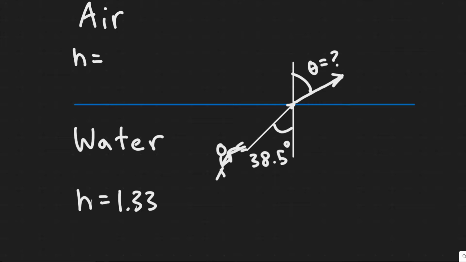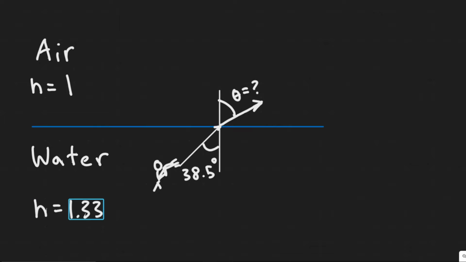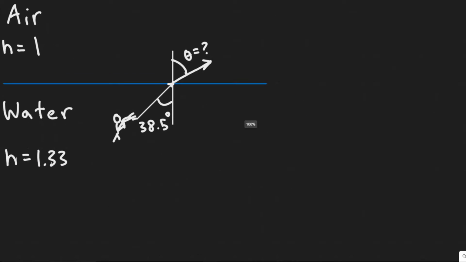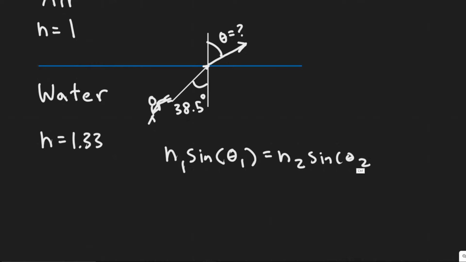And then for air, you need to know that it's equal to 1. Everyone has a different value, so just keep that in mind. But since we're using water and air, you're just going to need to know those. The next thing you're going to need to know is Snell's law, which is this formula here: n1 times the sine of theta 1 equals n2 sine of theta 2.